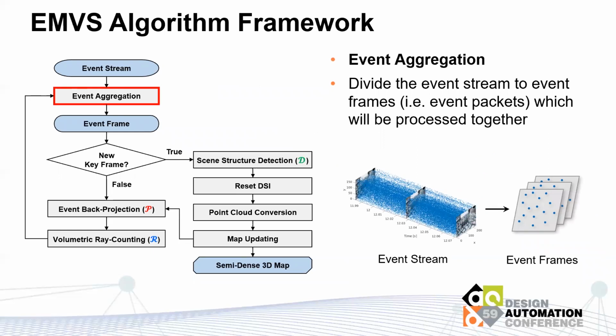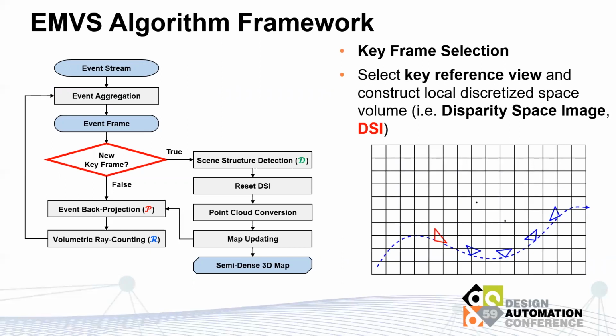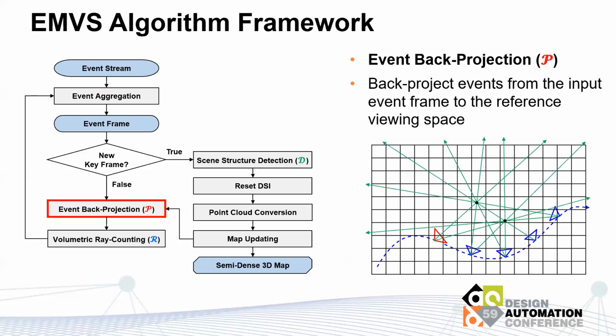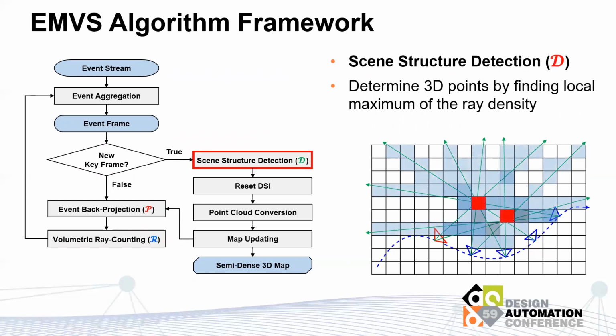This algorithm first divides the input event stream into event frames in the event aggregation part. Then it selects a key reference view and constructs a local discretized space volume, which is called DSI. In the event back projection part, events in the event frame are back projected to the reference viewing space. And the volumetric ray counting part counts the number of back projection rays that pass through each DSI voxel. If the input event frame is selected as a keyframe, the local scene structure will be detected by finding local maxima of the ray density in DSI. And then the depth information will be converted to a point cloud and merged into the global map.